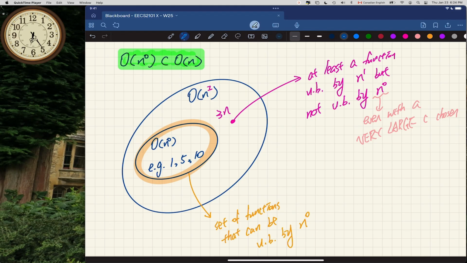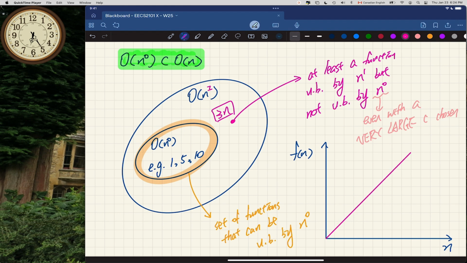Okay, so let's say this is the diagram here. We got our f of n, and we got our n. Let's now put 3n first. That one is basically like n, just slightly steeper, right? Let's say 3n here.